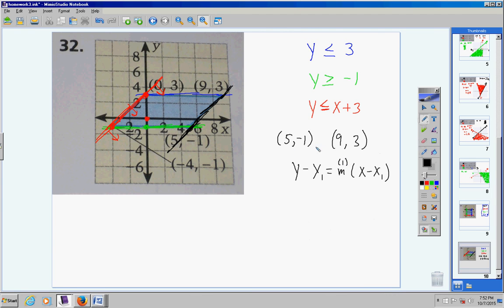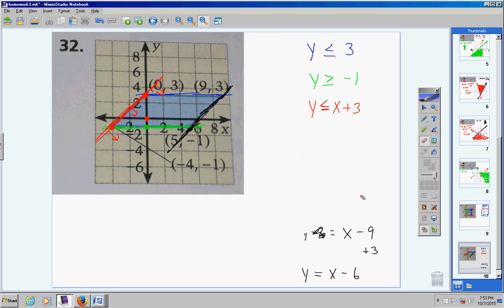Now, which point am I going to use? I'm going to use the one that doesn't have any negative numbers. So y minus y, my y is a 3. My m is a 1. And my x would be 9. X minus 9. Now take your 1 and multiply it through and let's simplify. Y minus 3 equals 1 times x is x. 1 times negative 9 is negative 9. Now bring your negative 3 over and make it a positive 3 so we can get y all by itself. Y equals x minus 6. You owe me $9. You pay off 3, you still owe $6. So there's my linear boundary.